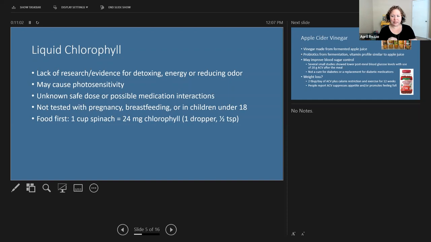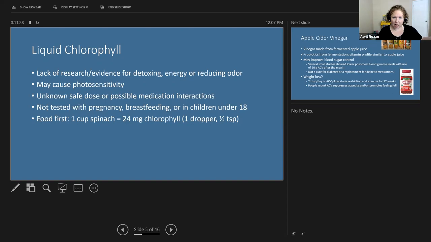And here's what, look, I'm a food first, always, whenever possible kind of dietitian. You are going to get the same amount of chlorophyll from eating a cup of dark leafy greens like spinach that you would get in that dropper of liquid chlorophyll. Plus, when you eat those dark leafy greens, you're getting all of the other benefits that come with them.